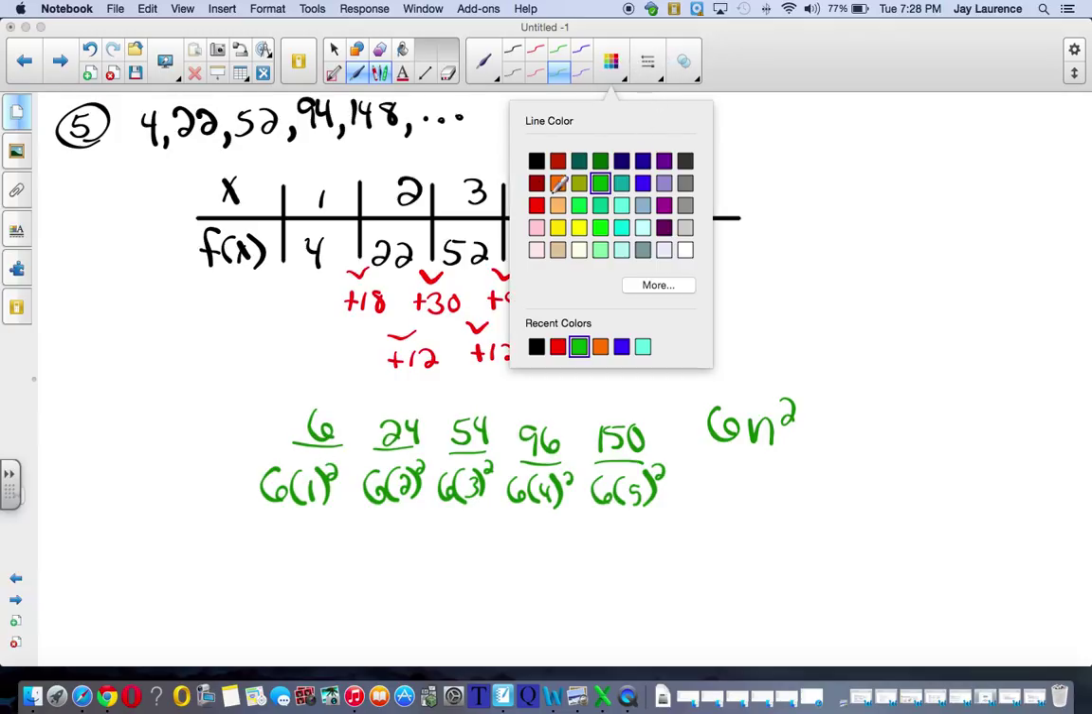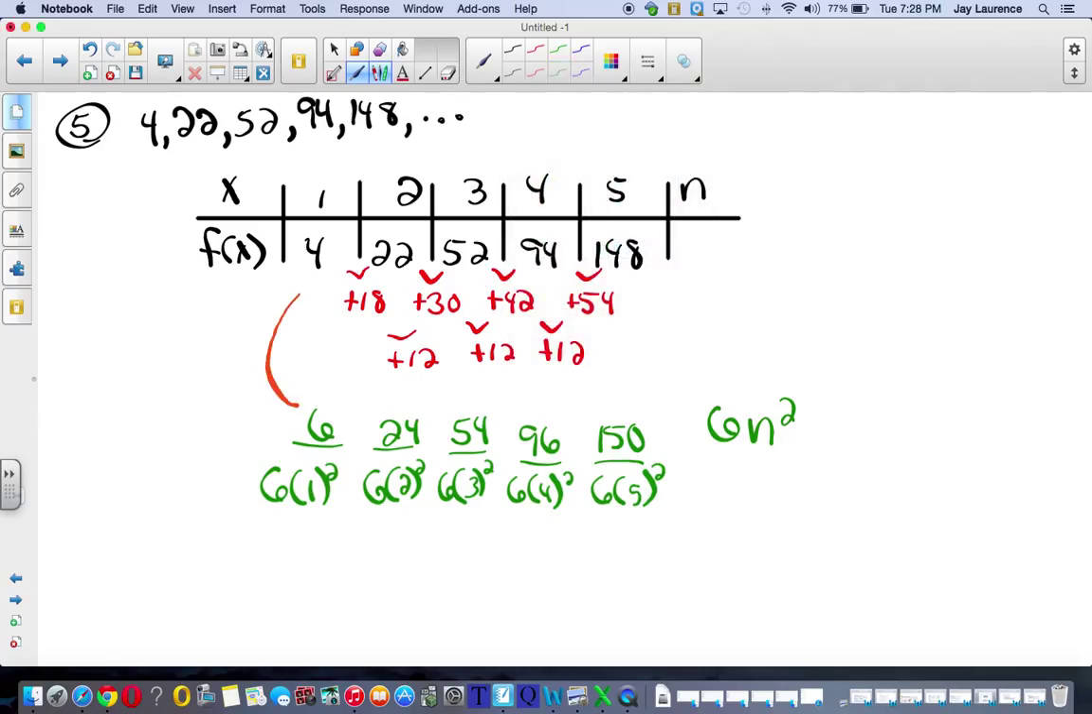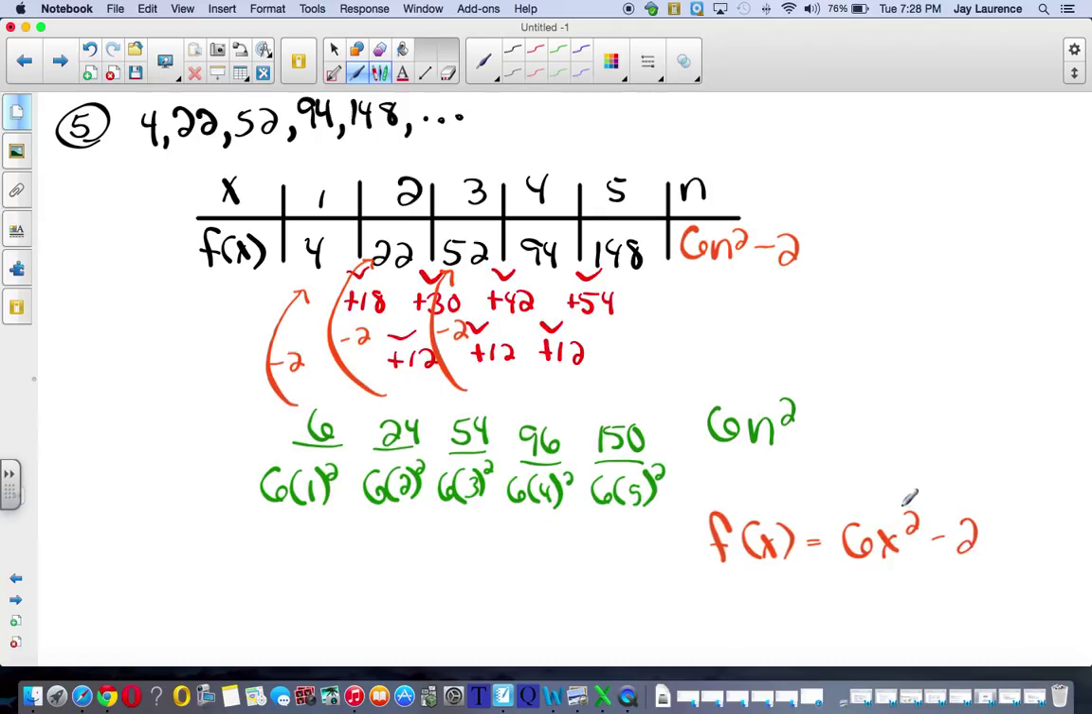And so how do I change the green ones into the black ones? How do I do that? Well, I subtract 2, and I subtract 2. And so I'm going to get 6n squared minus 2. Therefore, my quadratic function will be f of x equals 6x squared minus 2. And I can use that to find any term.